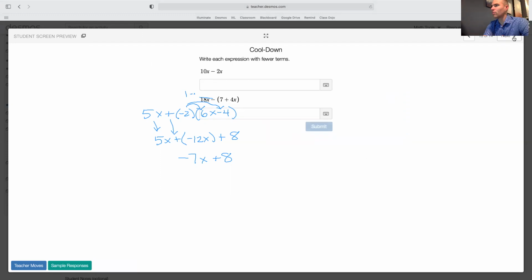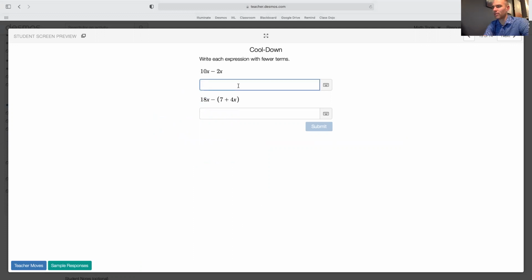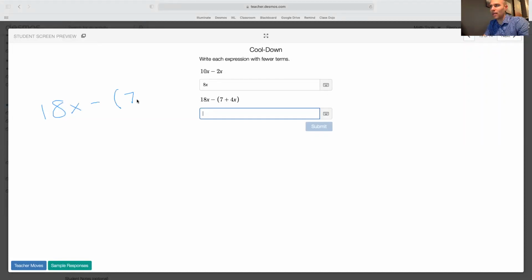All right, let's do one more, the cool down. Write each expression with fewer terms. Oh, this is easy stuff. Yeah, I guess that's why it's cool down. 10x minus 2x is 8x. And this one's, they're trying to trick you. I think I talked about this earlier in the video, or I might have talked about it in a different video earlier today, I forget. But what we have here is 18x minus everything in the parentheses, minus 7 and minus 4x.